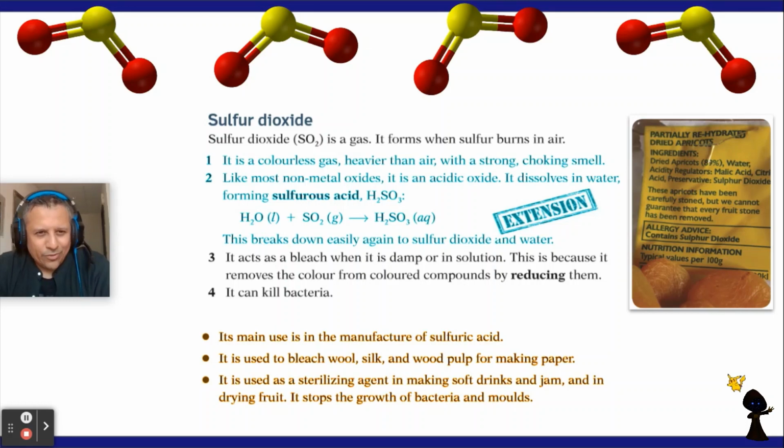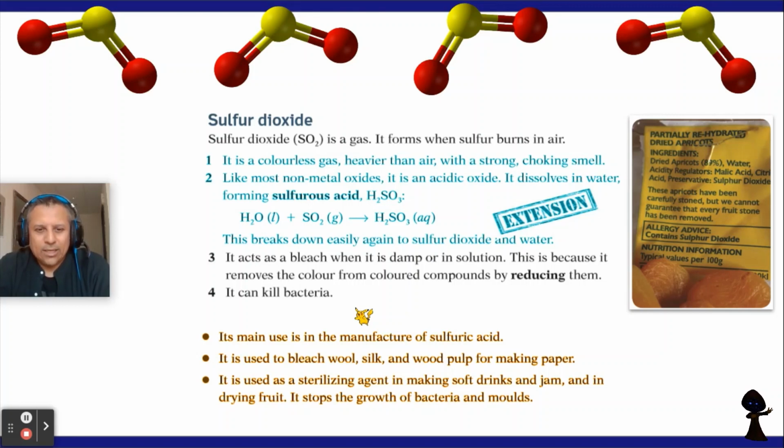So, a quick rundown on sulfur dioxide. It is a gas. It forms when sulfur burns in air. It's colorless and heavier than air, with a strong choking smell, and like most non-metal oxides, it's acidic, so it will dissolve in water. The sulfurous acid that forms when sulfur dioxide dissolves in water breaks down easily again to sulfur dioxide and water. So it's not very stable, and we want something a little more stable. We find that sulfuric acid, H2SO4, is more stable for industrial uses and purposes.